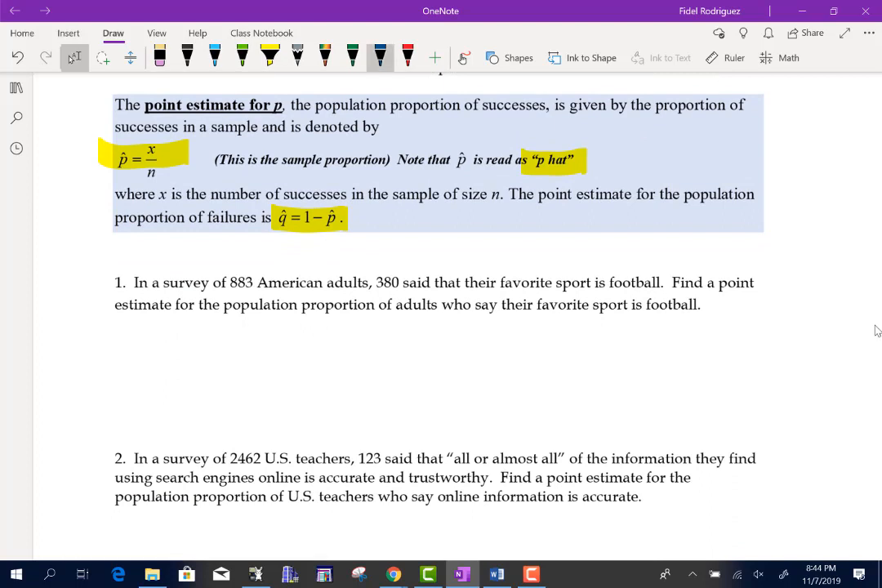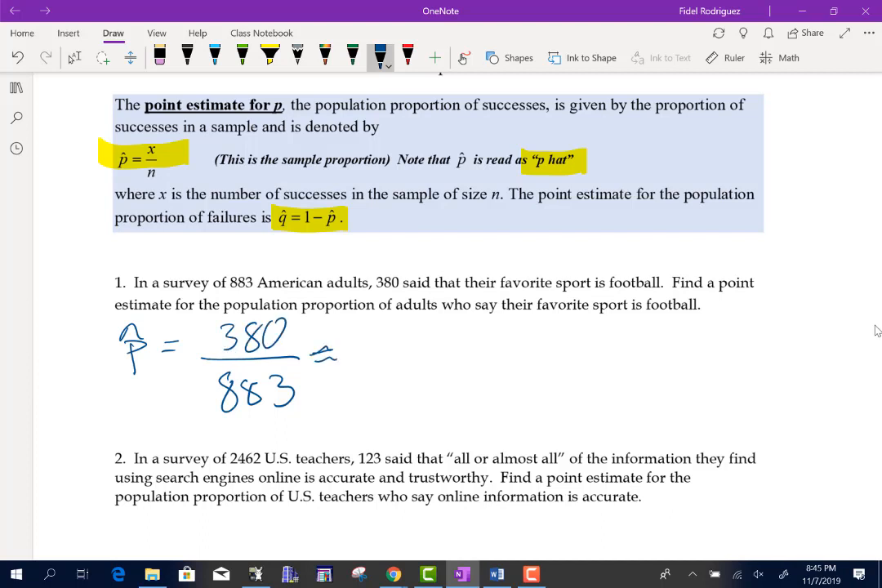Let's see. For the first part, in a survey of 883 American adults, 380 of them said that football is their favorite sport. Find a point estimate for the population proportion of adults who say their favorite sport is football. Okay, so guys, first thing I'm going to go like this. P hat equals. How many people did we look at here? How many people did we ask the question to? 883. That's my denominator, guys. Okay. Out of those 883, how many of them said, yeah, football is the one I like? 380. Okay.